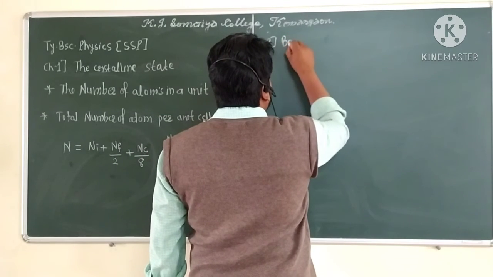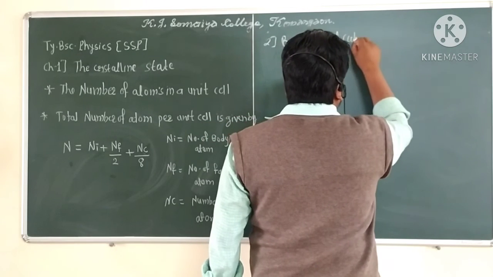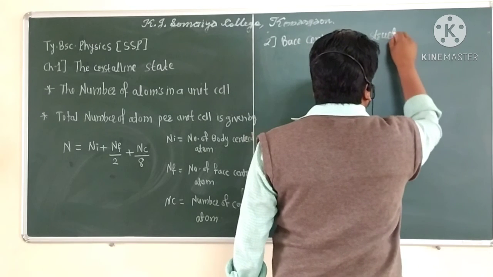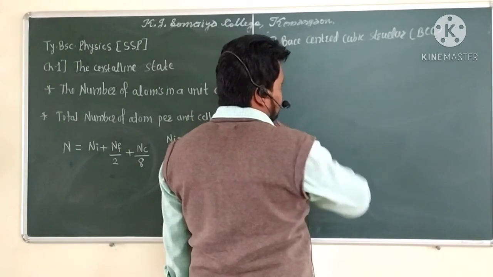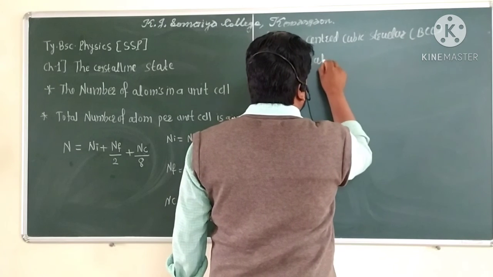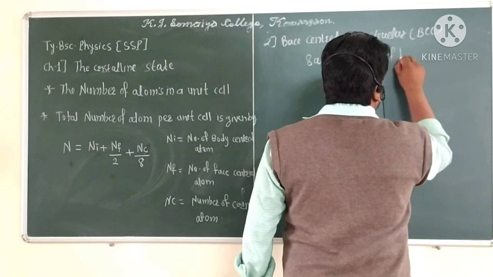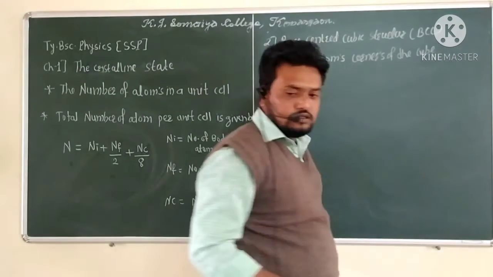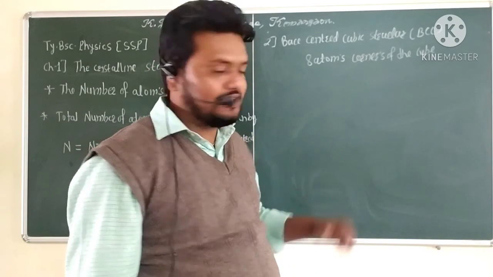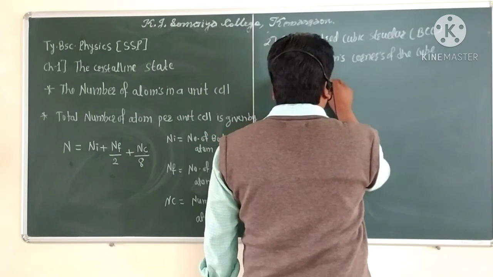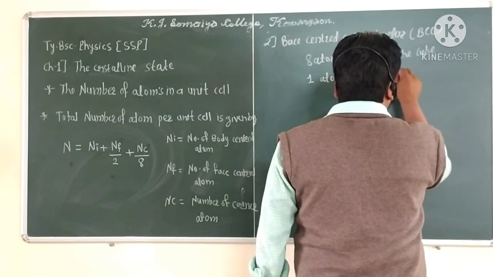Next type is the BCC structure, that is the body centered cubic structure. In this BCC structure, there are 8 atoms at the corners of the cube, and next the body centered one, so one atom is at the center of the cube.